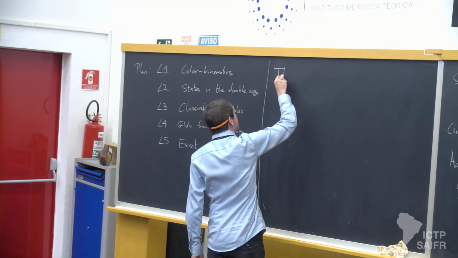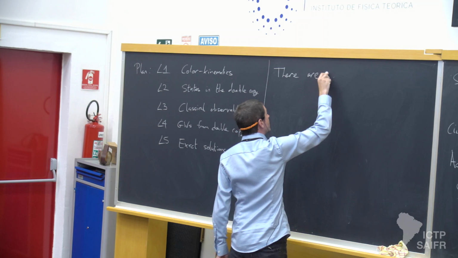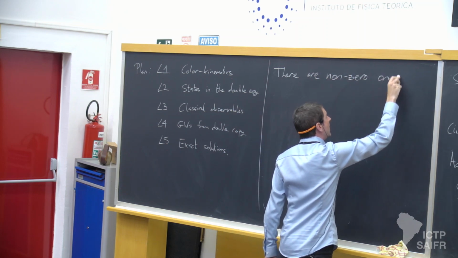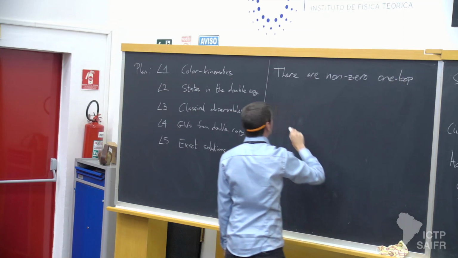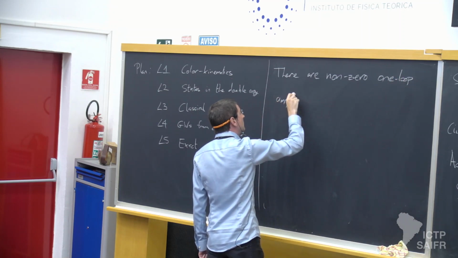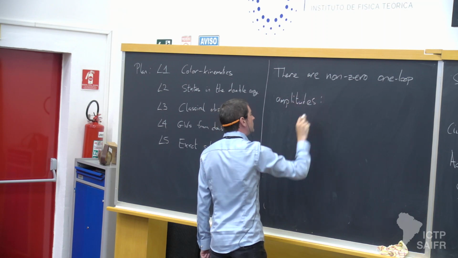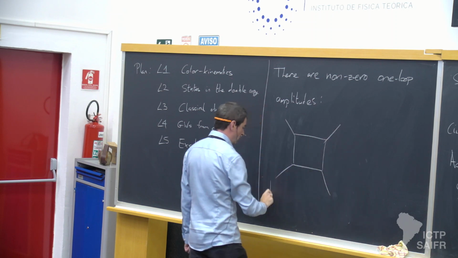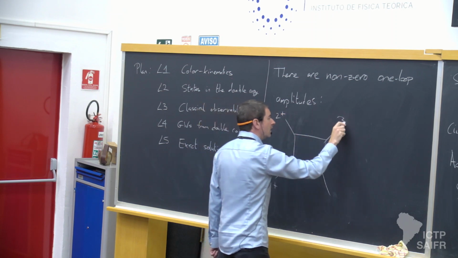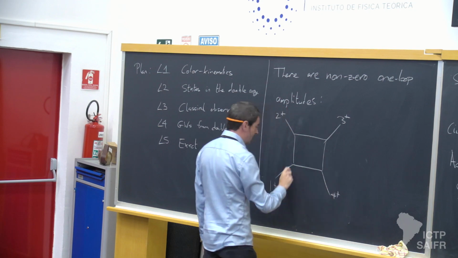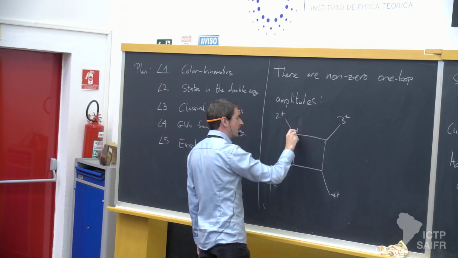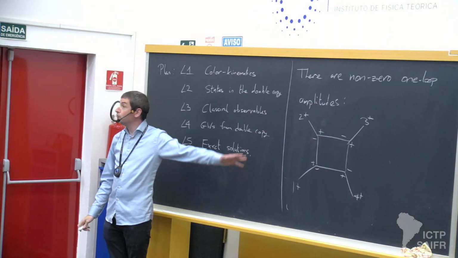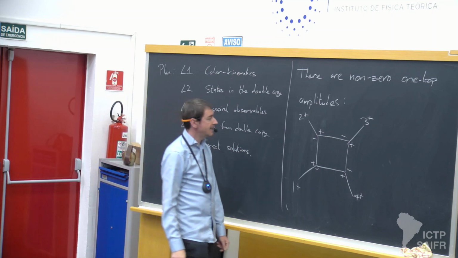Excellent. There are non-zero amplitudes. There are loop amplitudes. In fact, the only non-zero amplitudes in this theory are at one loop. So an example would be at 4 points, one loop, say 1 plus. So this is genuinely all plus, 4 plus. And let's say this is plus, minus, plus, minus. So that's one diagram, right?